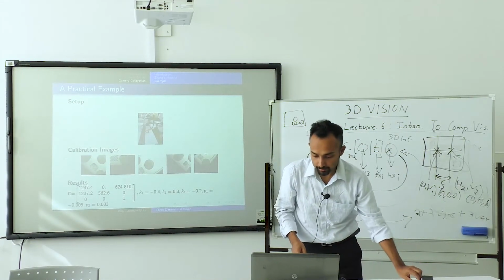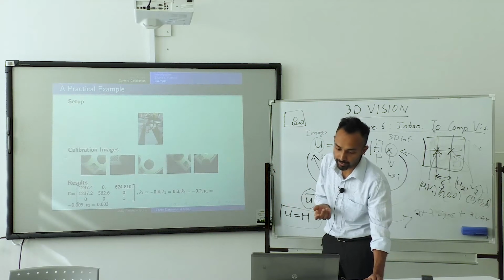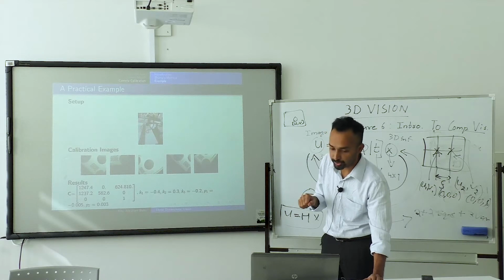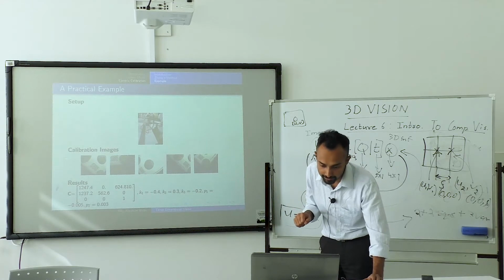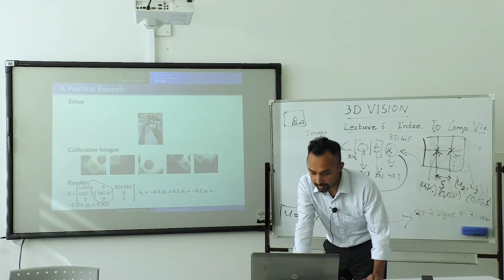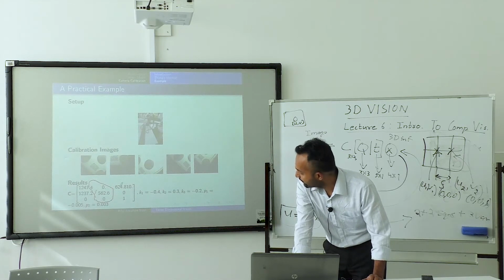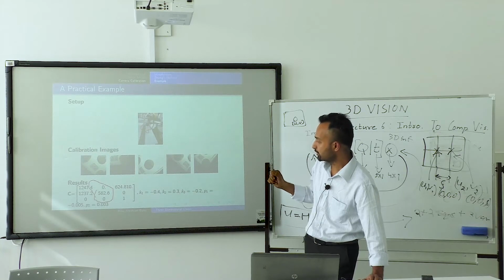When you calculate using the method which is proposed by Zhang, which is also incidentally implemented in OpenCV, you get the output of the C matrix in this particular form. There is a small mistake, this will be the term here. Cx and Cy will be approximately at the middle of the image. The camera which I used was of resolution almost 1200 by 1000 pixels.